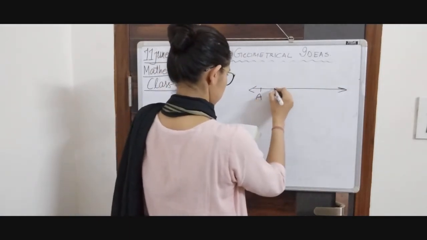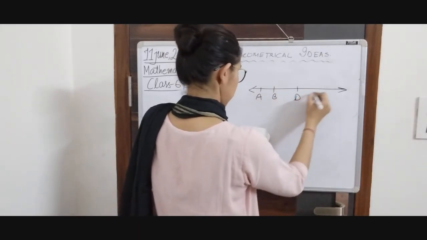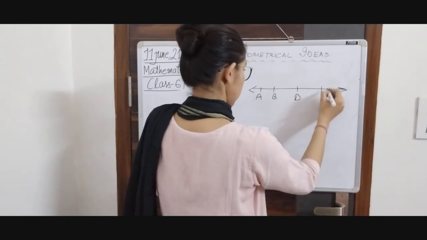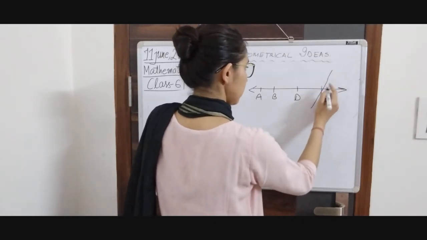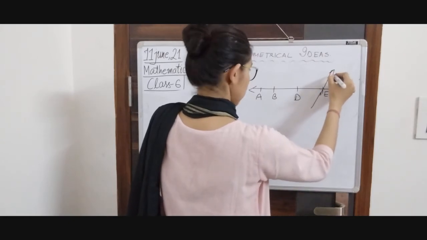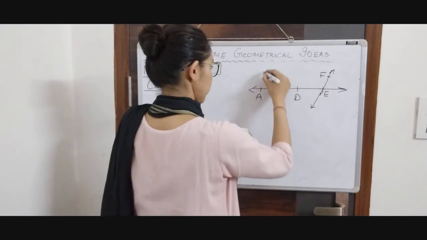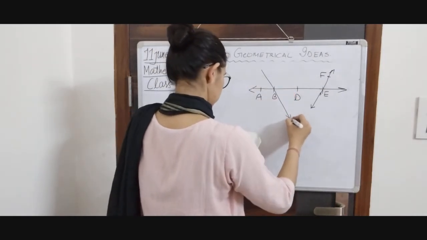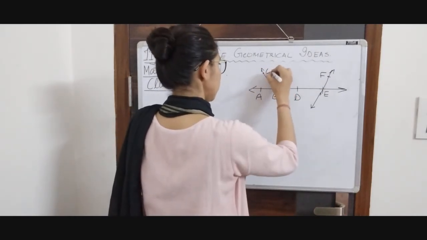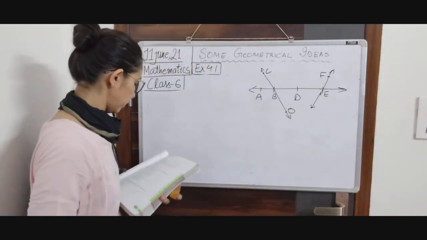A, B, D, E, and on E there is a line. This is point F and this is point C and this is point O. Okay. This is the figure.